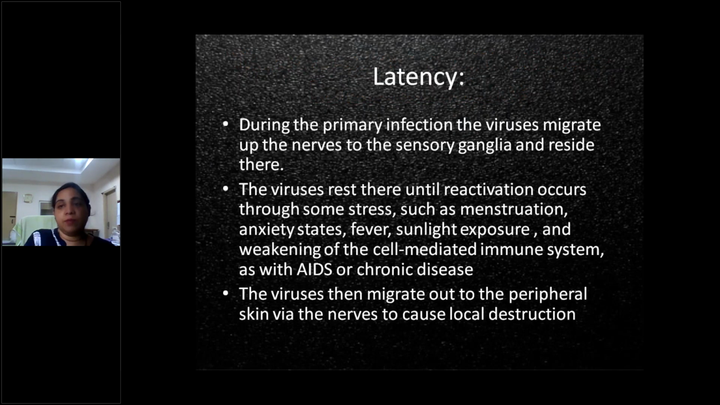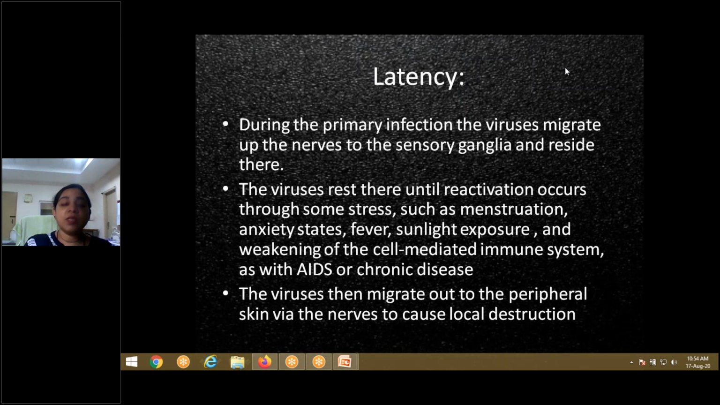Next, what do we mean by latency? What is latency? During primary infection, the viruses migrate up the nerves to the sensory ganglia and reside there. The viruses rest there until reactivation occurs, maybe later, due to some stress such as menstruation, anxiety, fever, or exposure to heat from sunlight, as well as weakening of the cell-mediated immunity. During reactivation, the latent virus will migrate out through the nerves to the peripheral skin to cause local destruction. This is how latency takes place in herpesvirus diseases.